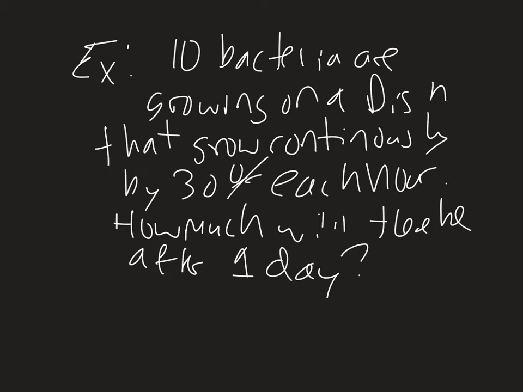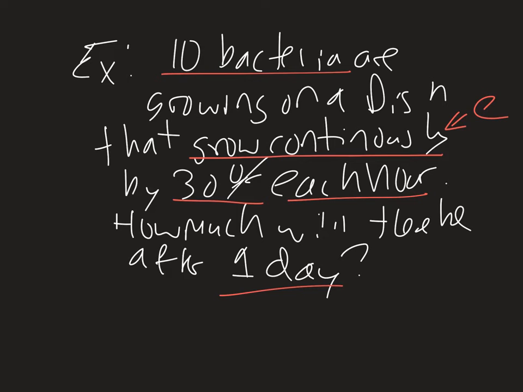So let's dive right into an example. Again, we're reading through and we're just picking out some important information. There's 10 bacteria, it's growing on a dish, and it's growing continuously. Now this tells me I'm going to use Euler's number. That's the tip-off. If it's continuous, it will say so. There's 30% each hour, and I want to know how much is going to be at the end of one day.